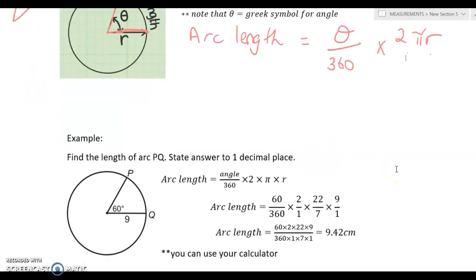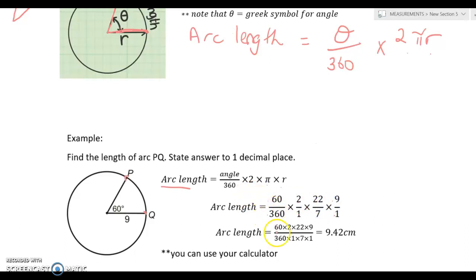Let's look at this example here. Find the length of arc PQ. So PQ is from here to here. And they said state your answer to one decimal place. So the arc length is equal to angle over 360 times 2 times pi times r. So the angle is 60, so that's 60 over 360 times 2, so it gives 2 over 1, times pi, 22 over 7, times 9 over 1.